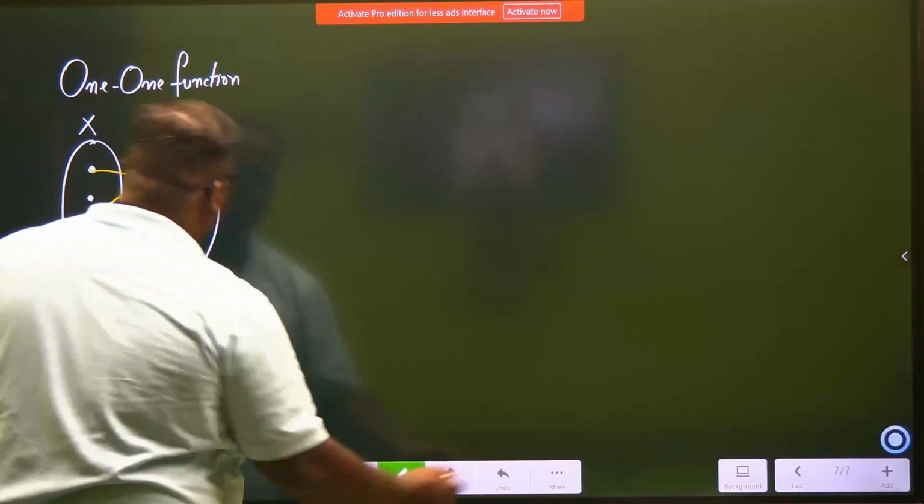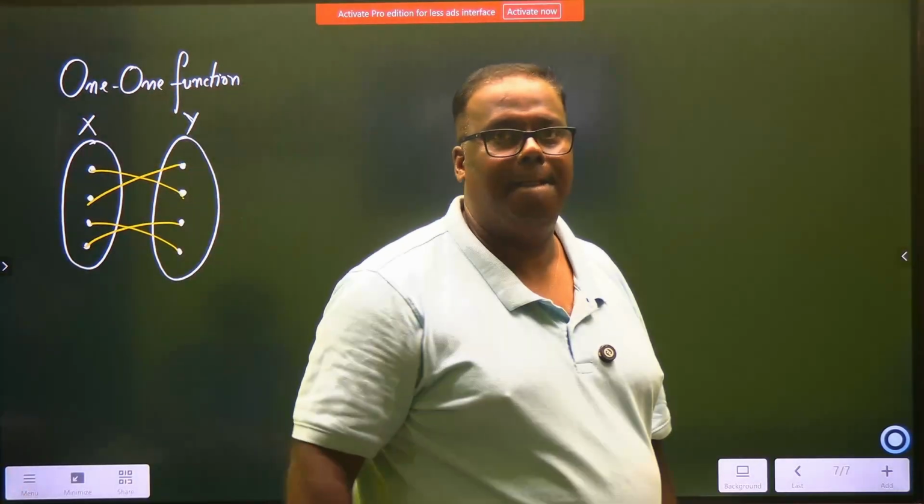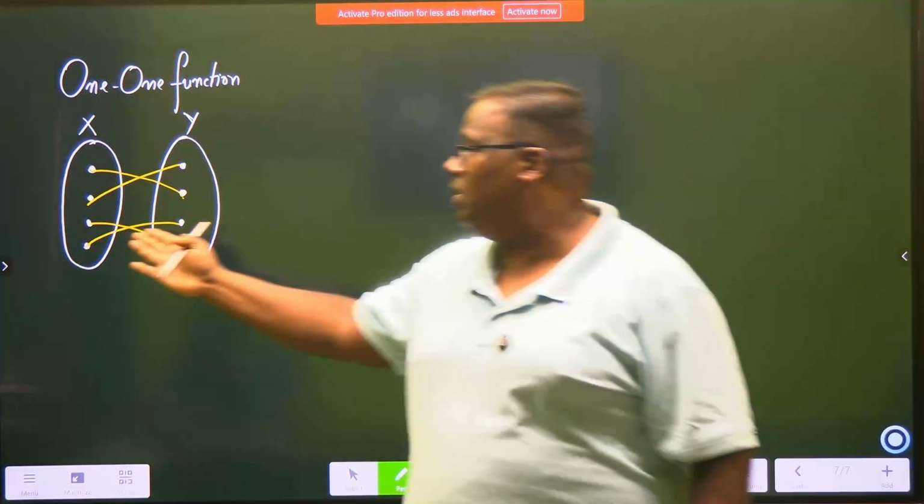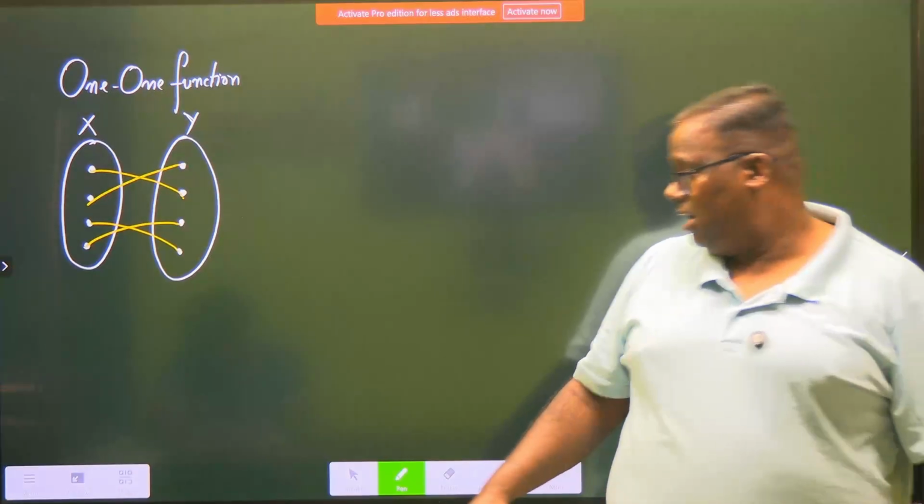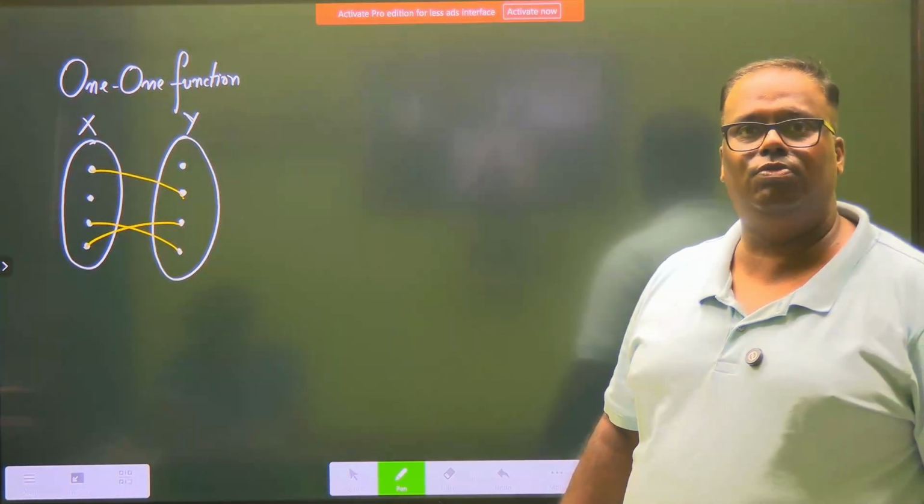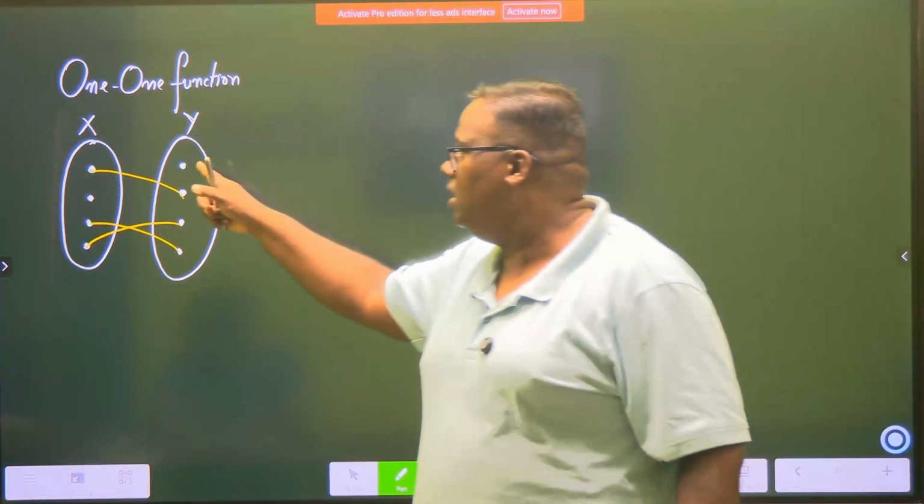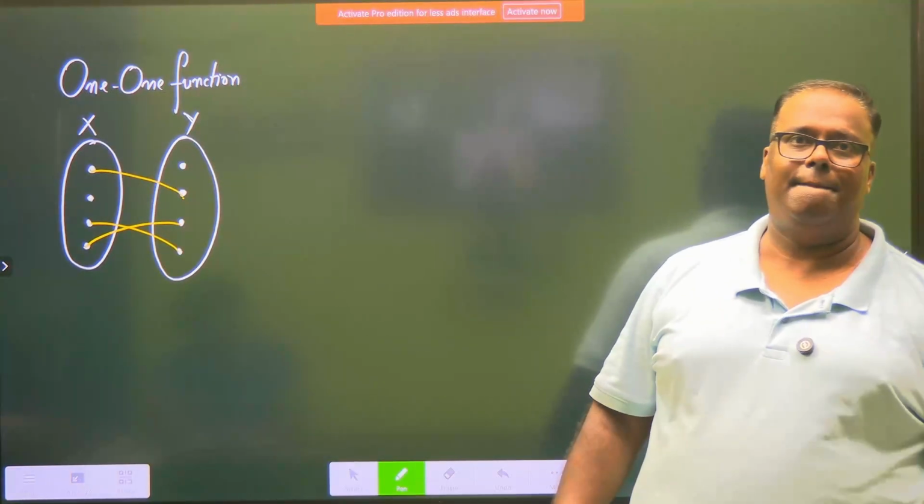This is 1-1. The number of elements here will match the number of elements out here. Sir, is this a 1-1 function? No, this is not a 1-1 function. We still have one element which did not find any marriage out here. This is not 1-1.